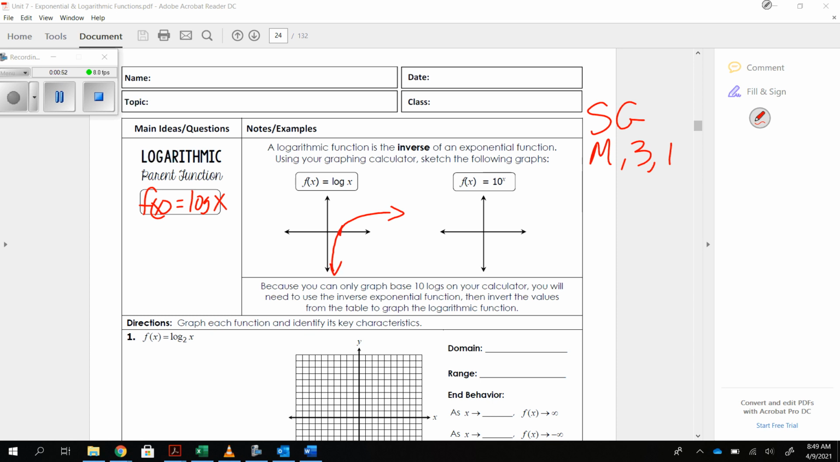And then f of x equals 10 to the power of x. It looks like this. One thing you'll notice, I'm not an artist, but they're supposed to be the inverse of each other. They're the exact inverses of each other.